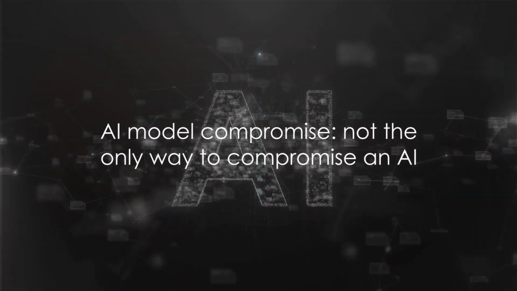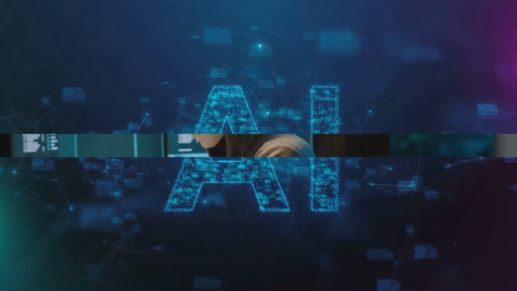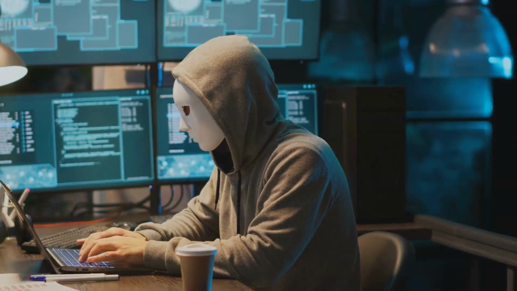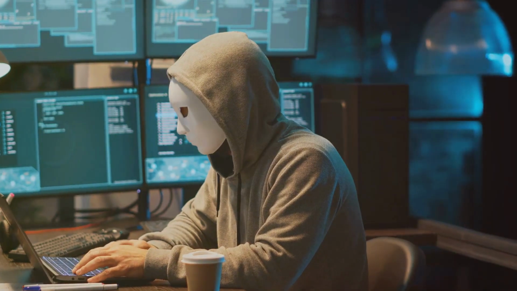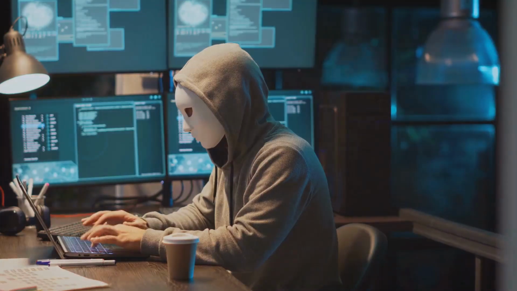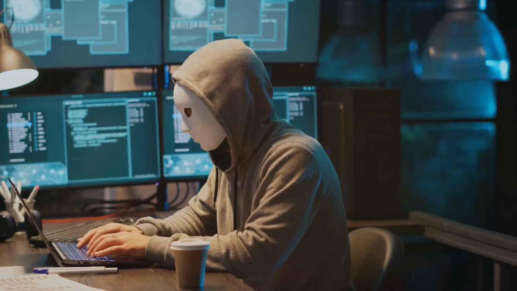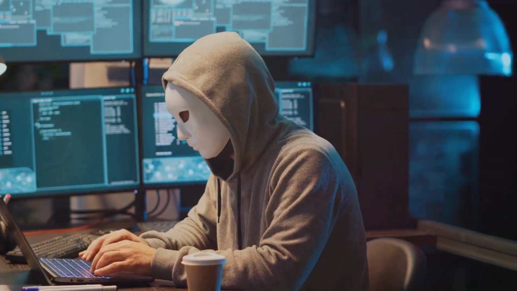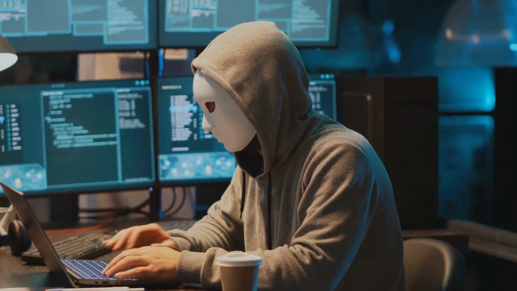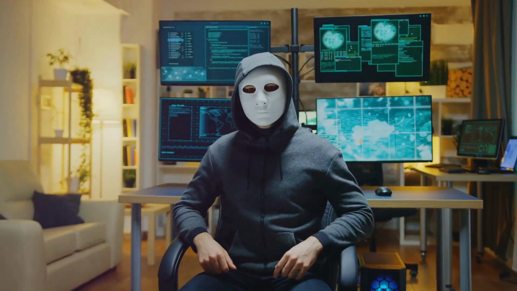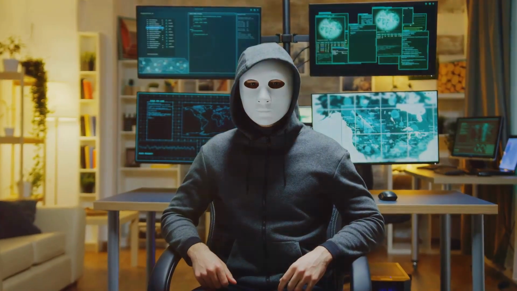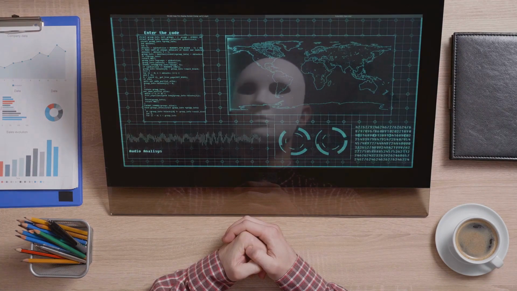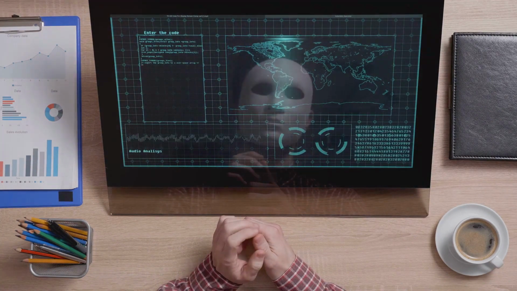But remember, they're not the only way to compromise an AI. What if the AI model you trust is compromised after deployment? Welcome to the world of infection attacks. Infection attacks are a crafty form of AI adversarial attacks. They involve sneaking into a fully trained and deployed AI model, like a stealthy burglar in the night. The attackers aim to take control of the model's outputs. This is often done through techniques like model extraction or poisoning.